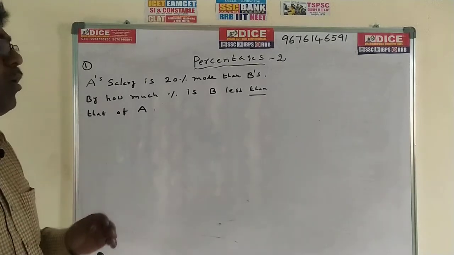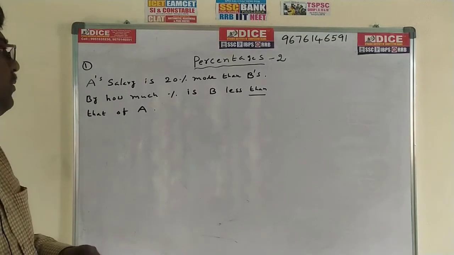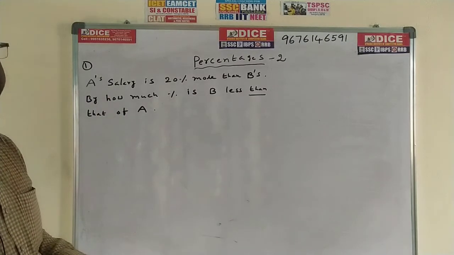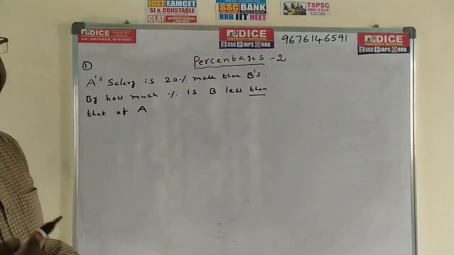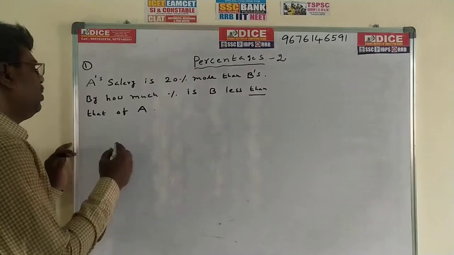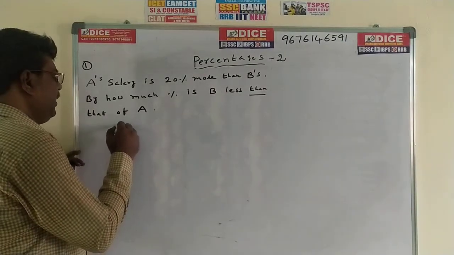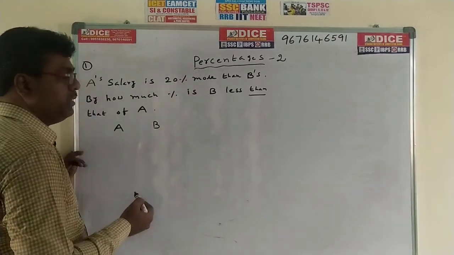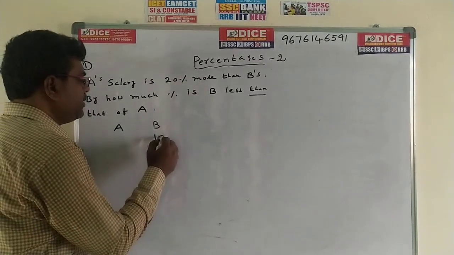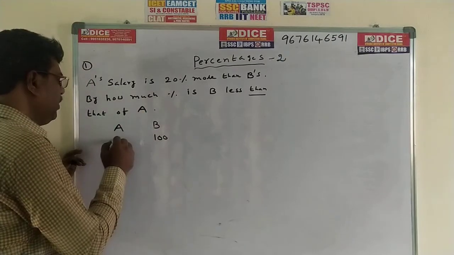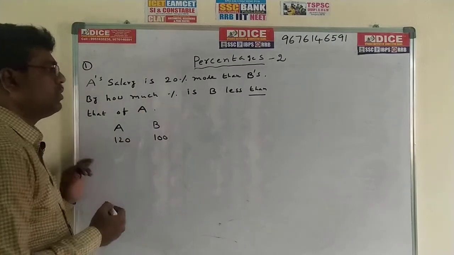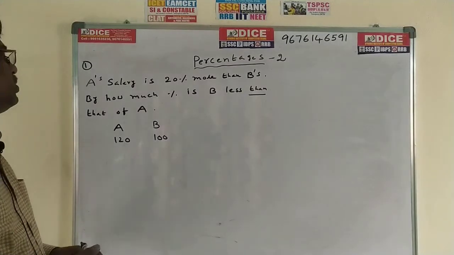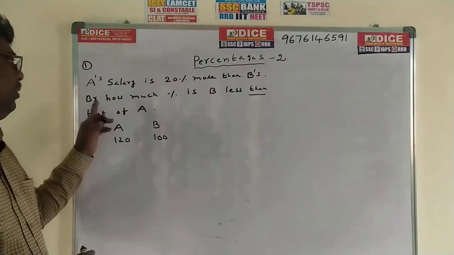So very important problem. See here, first of all, what is the first line? A's salary is 20% more than B's. So he is telling the salary of A is 20% more than B. Let us assume B has 100 rupees. Then automatically A becomes 120.